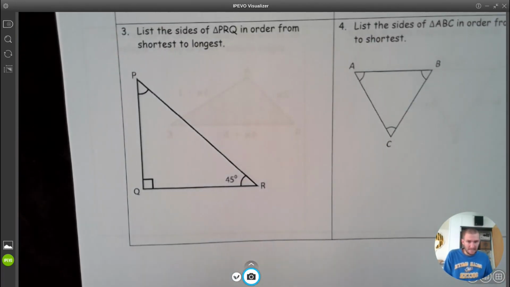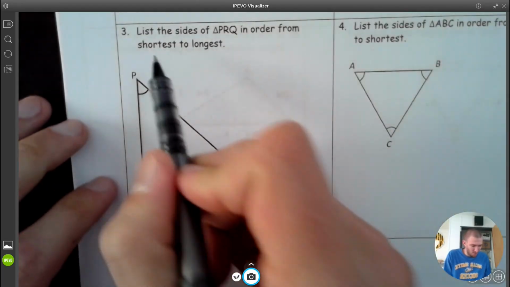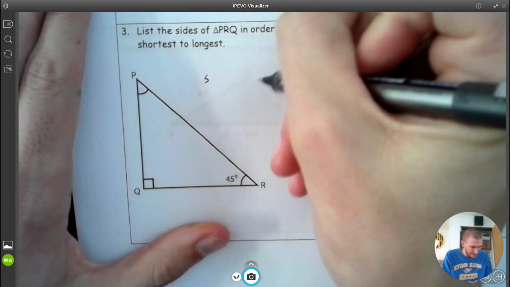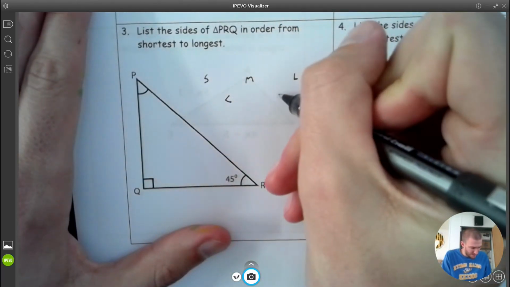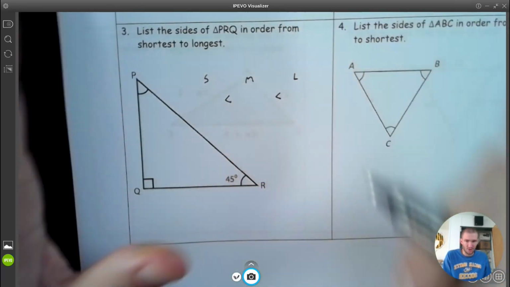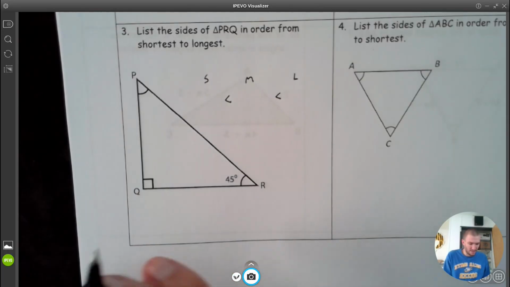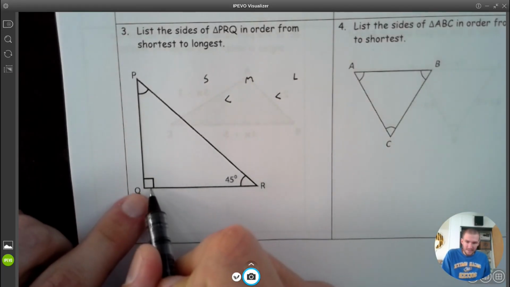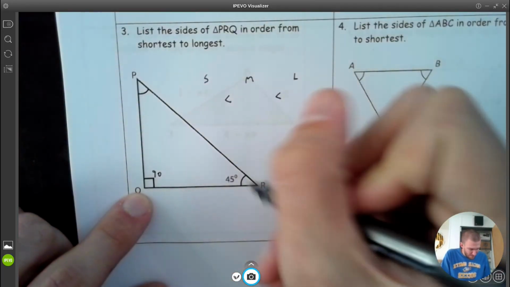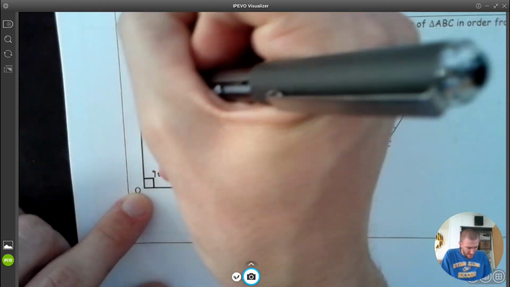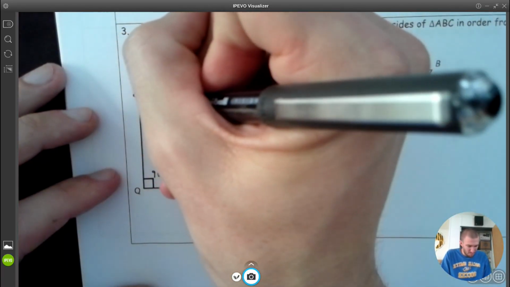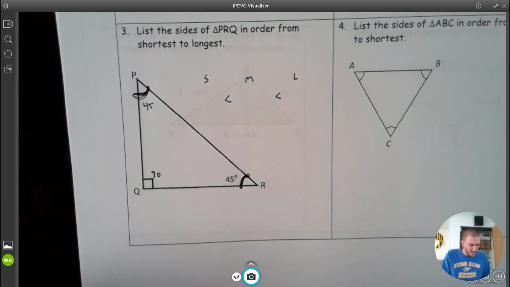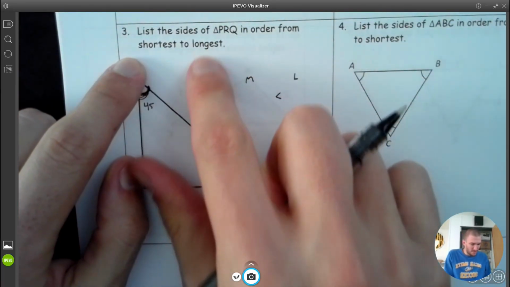Okay, list the sides of PRQ in order from shortest to longest. Small, medium, large. I'm going to make sure that the alligator is eating the large, so I'm going to make sure to face my triangles that way this time. I know that this one is 90. I know that I have this angle and this angle, which have the same arc in them, so these should both be 45.